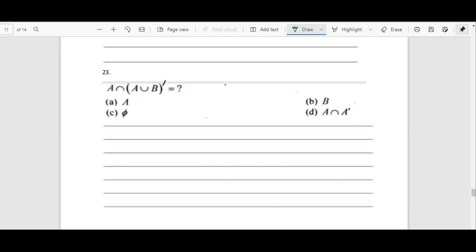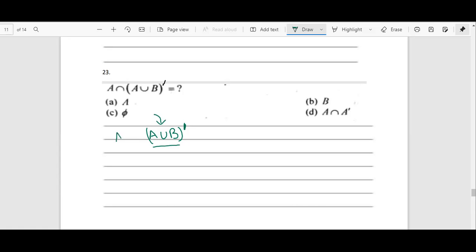Right. Now we have the 23rd question, which says A intersection A union B complement. All right. Now let's talk about A union B complement. This is basically going to have A and B both. Like this is going to have the whole set, the universal set, excluding A and B, right? So obviously now let's say this is the universal set. This set is the universal set without A and B.